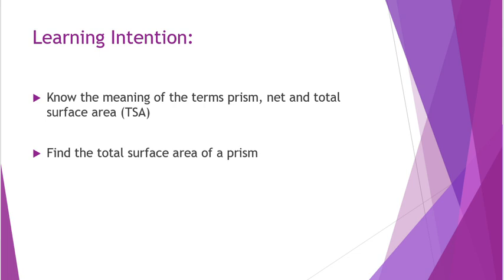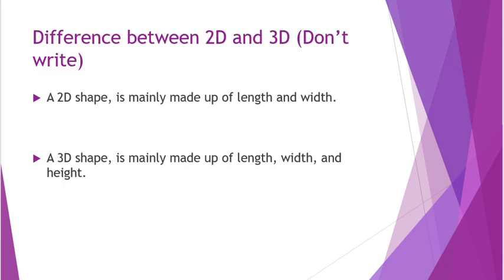So the goal is to know the meaning of these terms here. You have prisms, net, and total surface area, and how to find the total surface area of a prism. Now, one thing you need to know, the difference between 2D and 3D is that a 2D shape is mainly made up of length and width, and a 3D shape is made up of length, width, and height. You don't need to write this down.